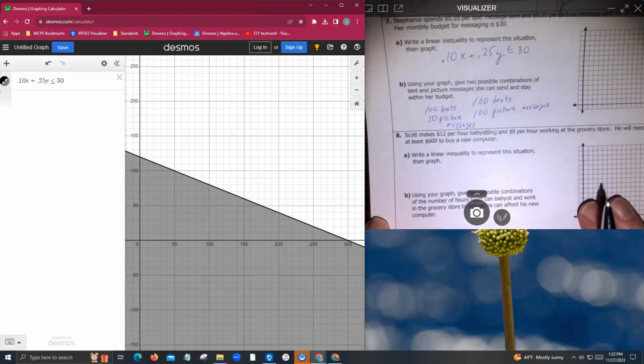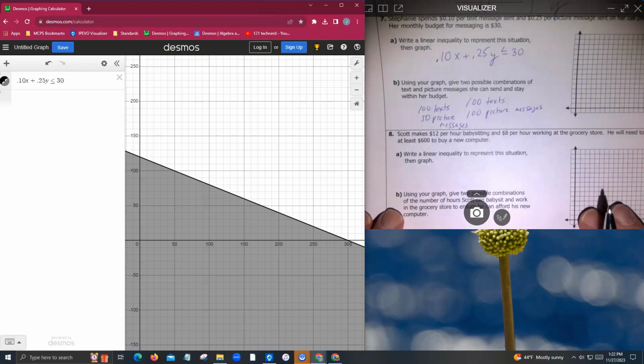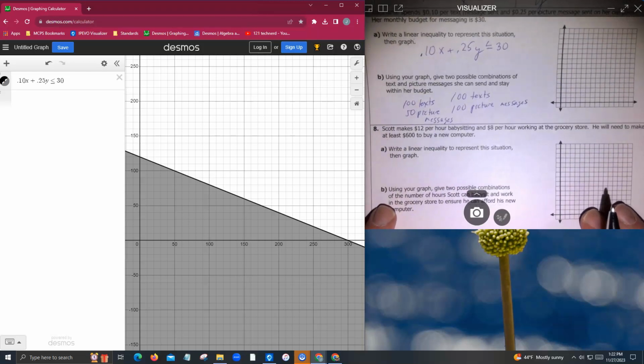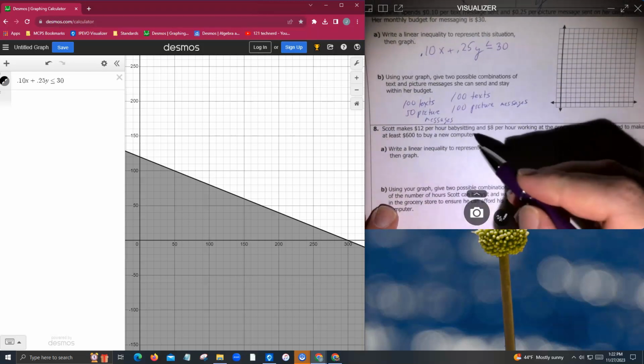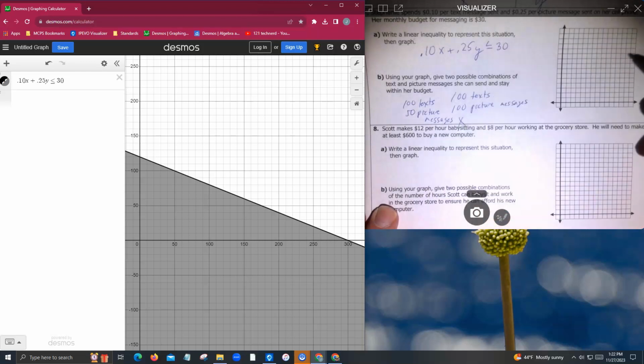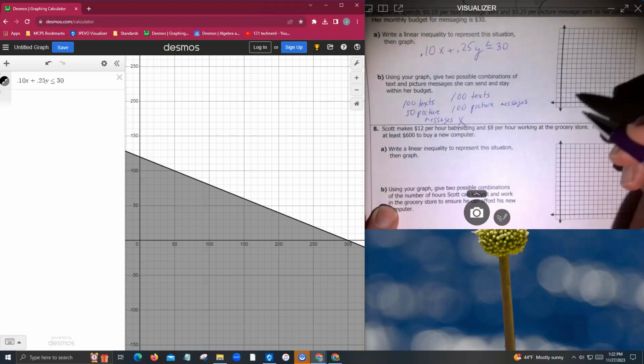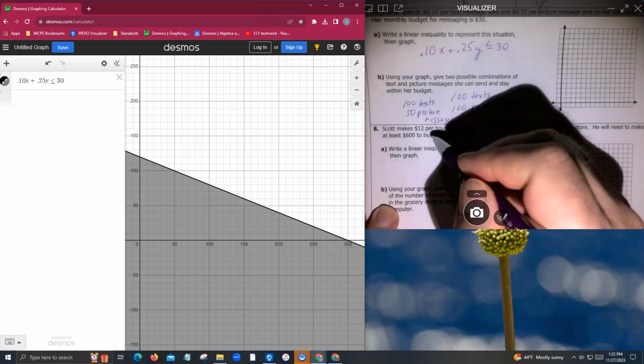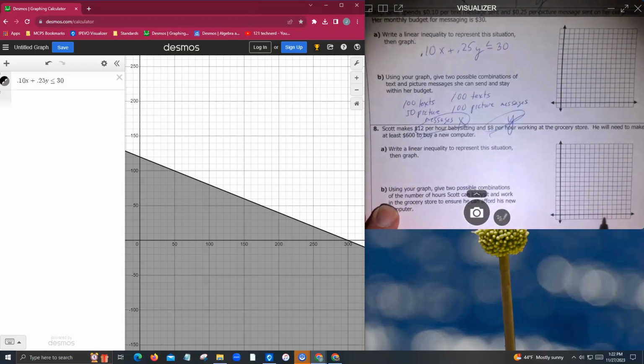Okay, Scott makes $12 per hour babysitting, $8 per hour working at the grocery store. He will need to make at least $600 to buy a new computer. All right, so first thing mentioned is babysitting, that's X. Second thing mentioned is working at the grocery store, that's Y. So the rate is right there, and the rate for that one is right there.